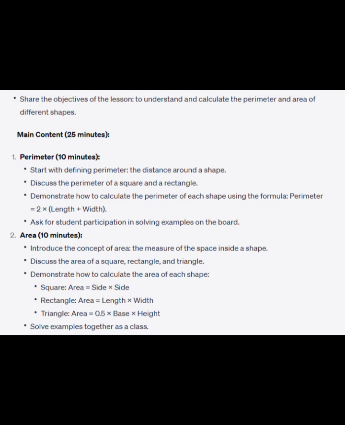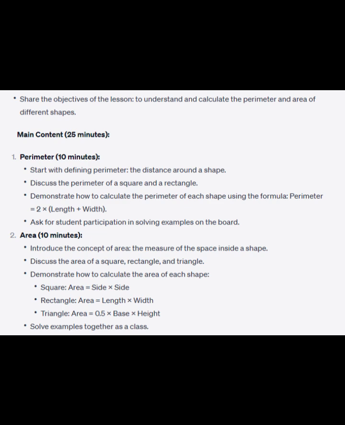Area: 10 minutes. Introduce the concept of area, the measure of the space inside a shape. Discuss the area of a square, rectangle, and triangle. Demonstrate how to calculate the area of each shape.